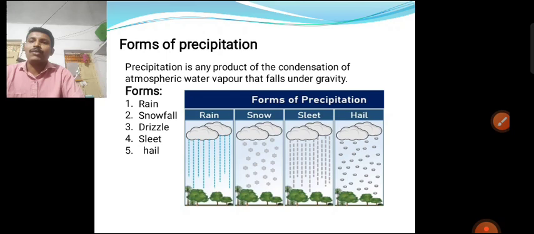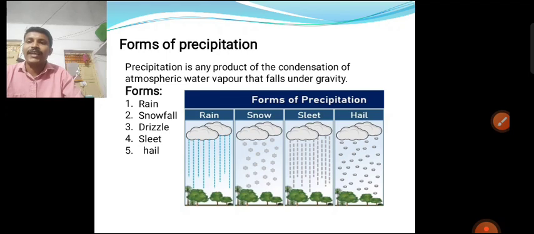Coming to the forms of precipitation. Precipitation is any product of the condensation of the atmospheric water vapors that falls under gravity. The forms of precipitation are classified into the following types: first one is rain, second one is snowfall, third one is drizzle, fourth one is sleet, and fifth one is hail.